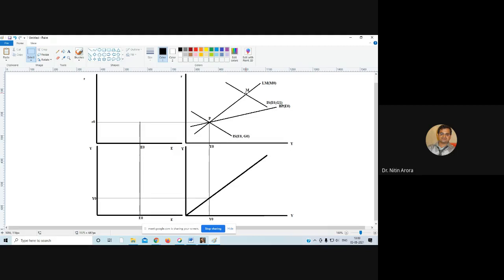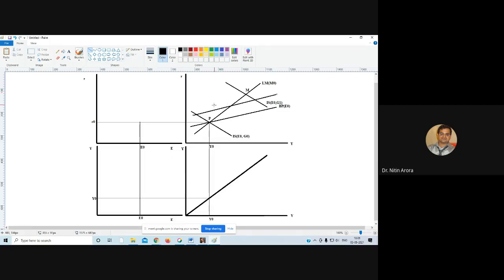The surplus in the balance of payments will cause an appreciation in the exchange rate, so the exchange rate will fall. When the exchange rate falls, what will happen? It will cause a backward shift in the BP curve as well as a downward shift in the IS curve, right? So probably the BP curve will be shifted to this point.